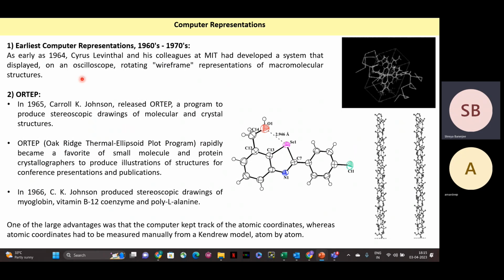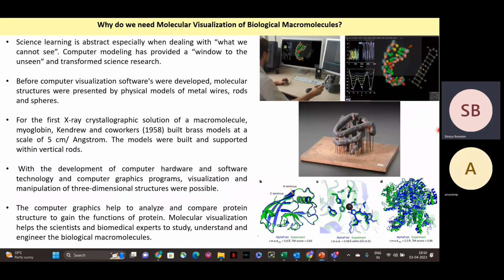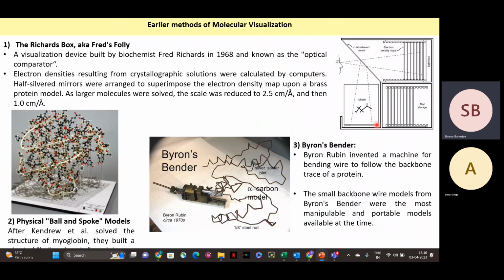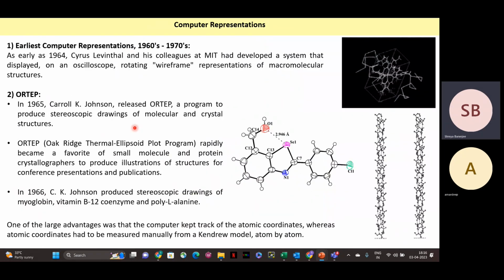As I was saying, the ORTEP representation was found in 1965, and one of its best advantages was that the computer kept track of the atomic coordinates, whereas the atomic coordinates had to be measured manually from a Kendrew model. We had looked at the models that Kendrew had made, like this rod model or the physical ball and spoke models. The problem with these models was that the XYZ coordinates of all the atoms had to be manually calculated and recorded. But when computer representations such as ORTEP came into use, all these atomic coordinates were maintained by the computer itself.